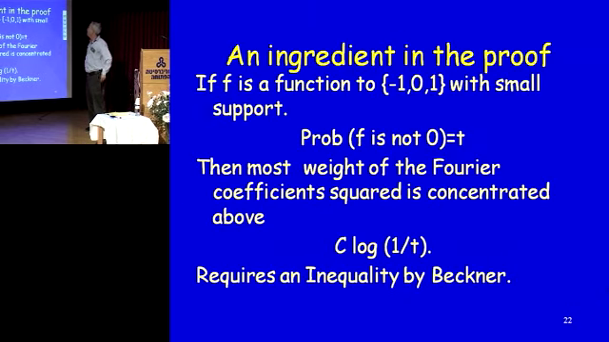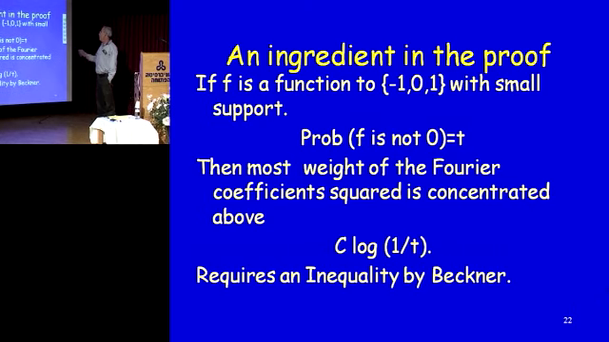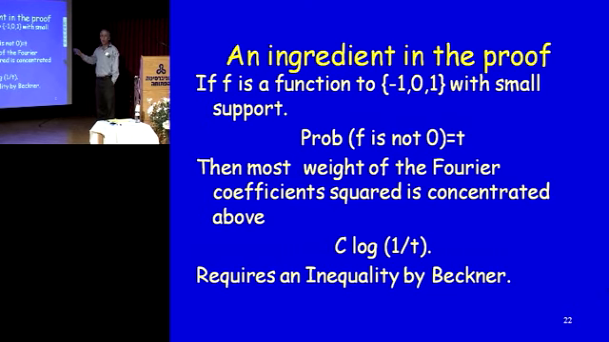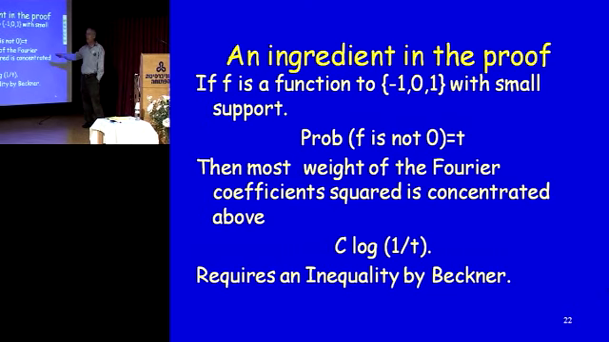This is, if f is a function to -1, 0, and 1 with small support. So suppose you have a function with small support, the support is t, and think about it as small. Then most of the weight of the Fourier coefficients squared is concentrated above c log 1 over t. So it's concentrated for sets of large size. Well, not so large, but logarithmic in 1 over t. This is the crucial fact in the proof of this theorem.